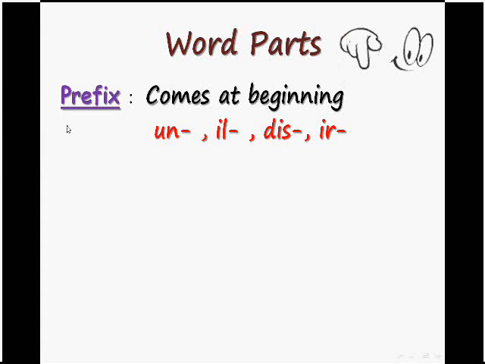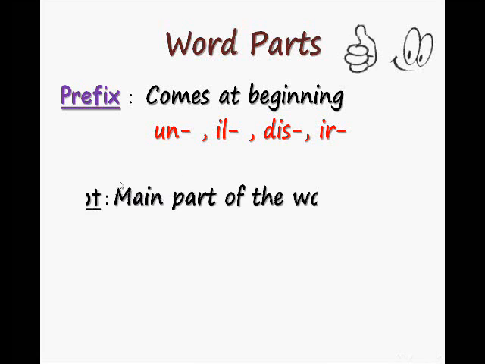Of course, there are different word parts, and namely the important ones are the prefixes, and we talked about them before. We said prefixes are very small letters which come at the beginning. So a prefix comes at the beginning of a word, like un, il, dis, and we have lots of others. These are just examples. Okay?